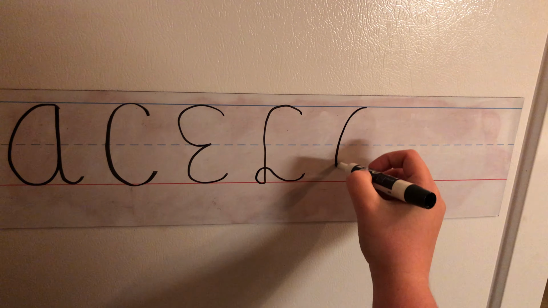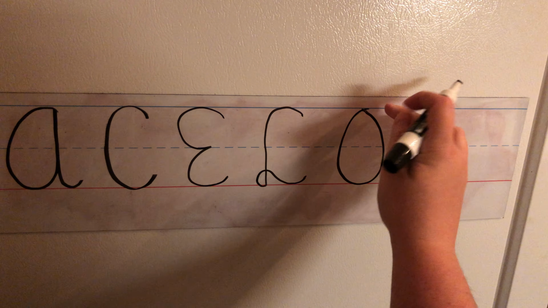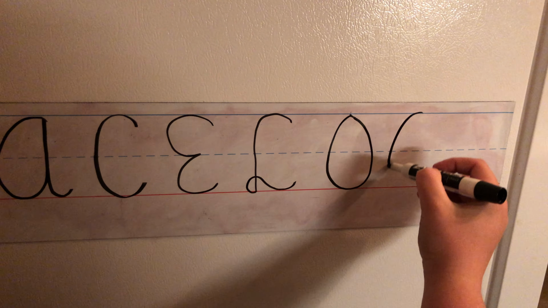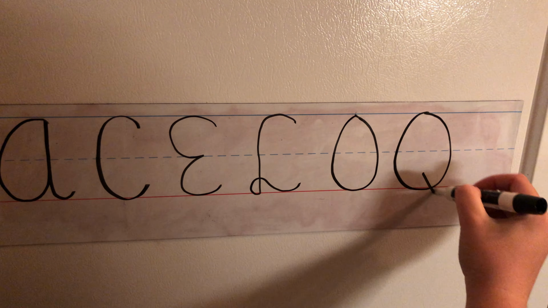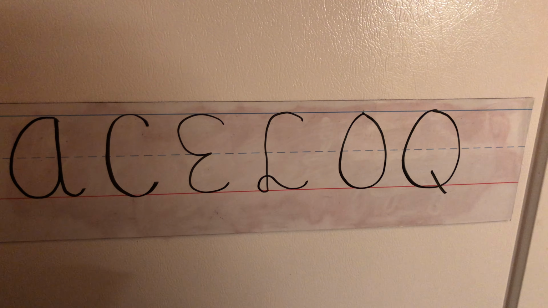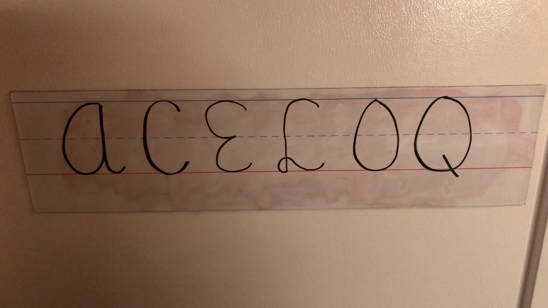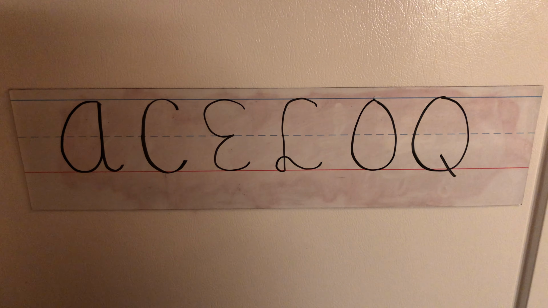O is like a regular O. And Q is like a regular Q. Okay, so those are all of the letters that begin at the 2 on the clock when writing them in uppercase cursive letters.